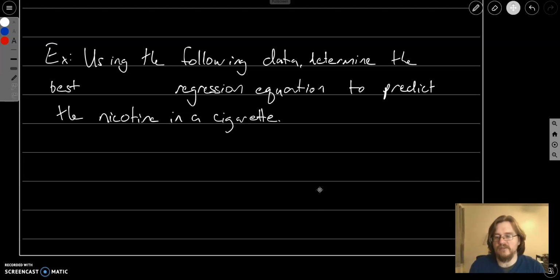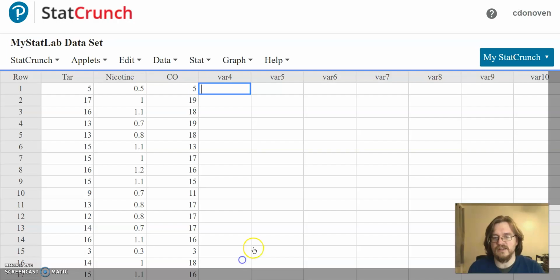We'll be given information about the nicotine content, the amount of tar, and the amount of carbon monoxide in the cigarette. So we see here, I've opened up StatCrunch, and I have a column for the amount of tar in a cigarette, the amount of nicotine, and the amount of carbon monoxide. And they're paired, so we can run some multiple regression here.